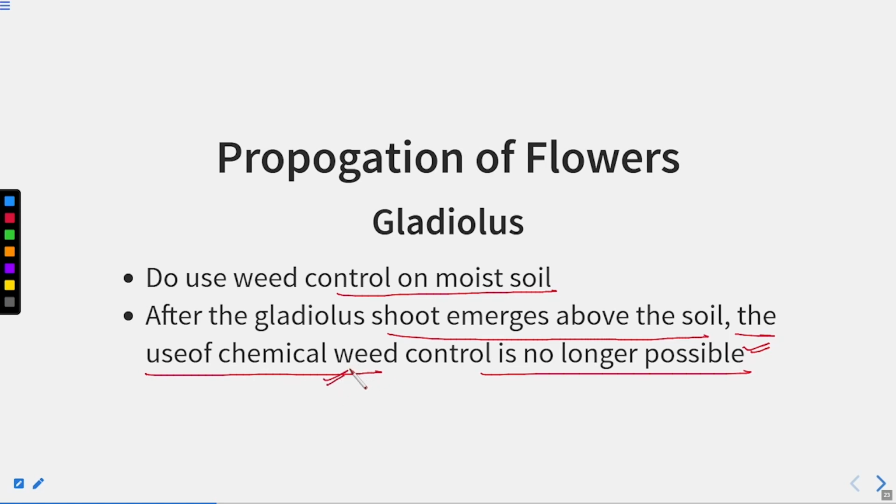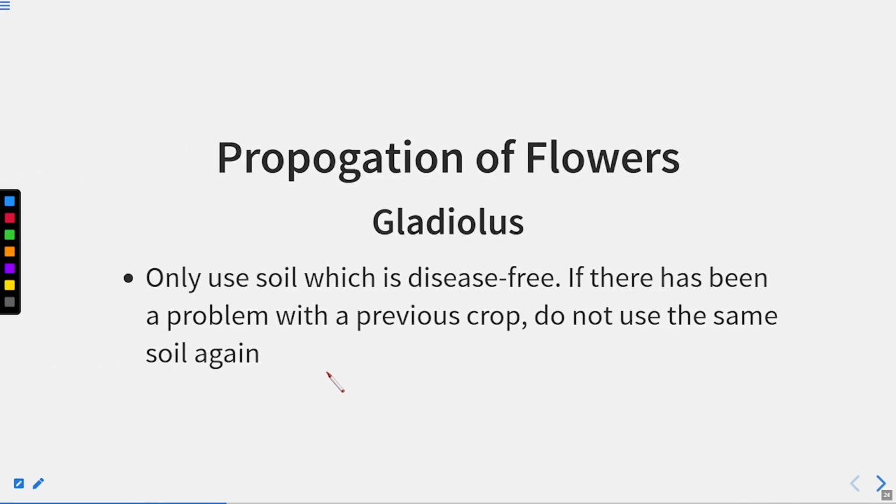Once the chemical has been used before planting, that is okay. But after the establishment of the flower, or when the shoot emerges above the soil, chemical weed control should not be used. Only use soil which is disease-free. This is important. We must grow this flower in disease-free soil.